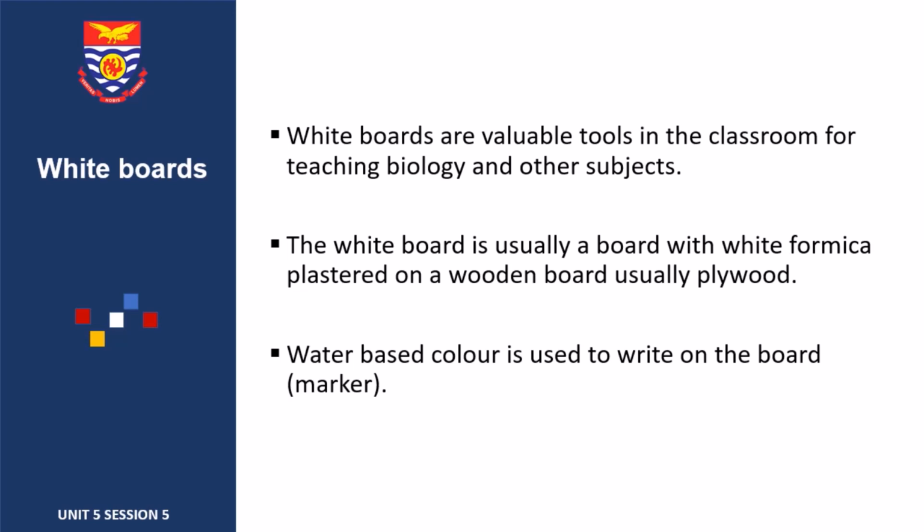So the whiteboard is usually a board with white formica plastered on a wooden board, usually plywood. Basically, that is the whiteboard. So water-based color is used to write on the board. That is the marker. We use a marker to write on the board. So now we know what a whiteboard is. So we look at the tips for using whiteboard effectively.